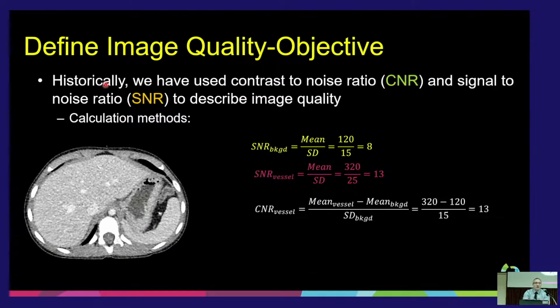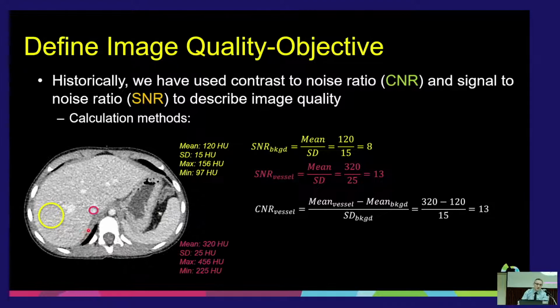So what are the tools that we have typically used historically? With filter back projection, we were very comfortable using two metrics called contrast to noise ratio, CNR, and signal to noise ratio, SNR. So what you could do is take an image and place an ROI in the background and you'd get your typical statistics: mean, standard deviation, max, min. And then, I know this is a vessel, but let's just assume this was a lesion. We wanted to characterize the signal to noise ratio in that lesion. We would then draw another ROI there, and we would get the mean, standard deviation, max, and min.